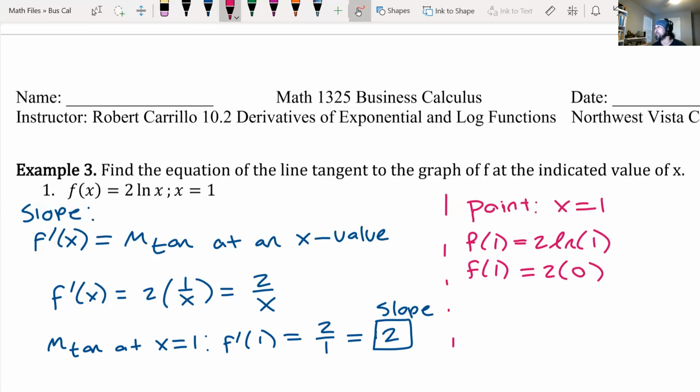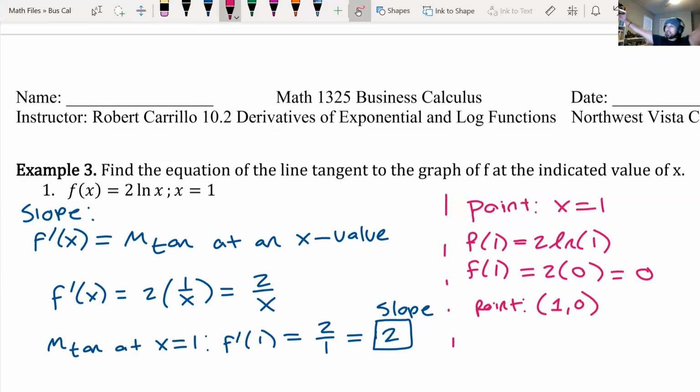But based on your lucky guess, the natural log of 1 is always 0. And that's only for 1. Plug it in your calculator if you want. Type in the natural log of 1 and see what it gives you. And this means we are going to get 0, which means our point is at (1, 0).